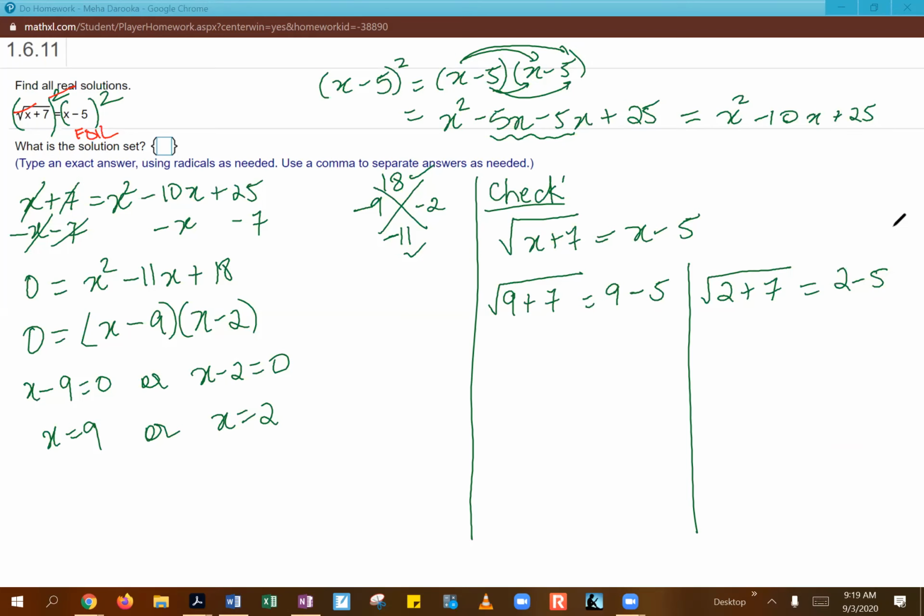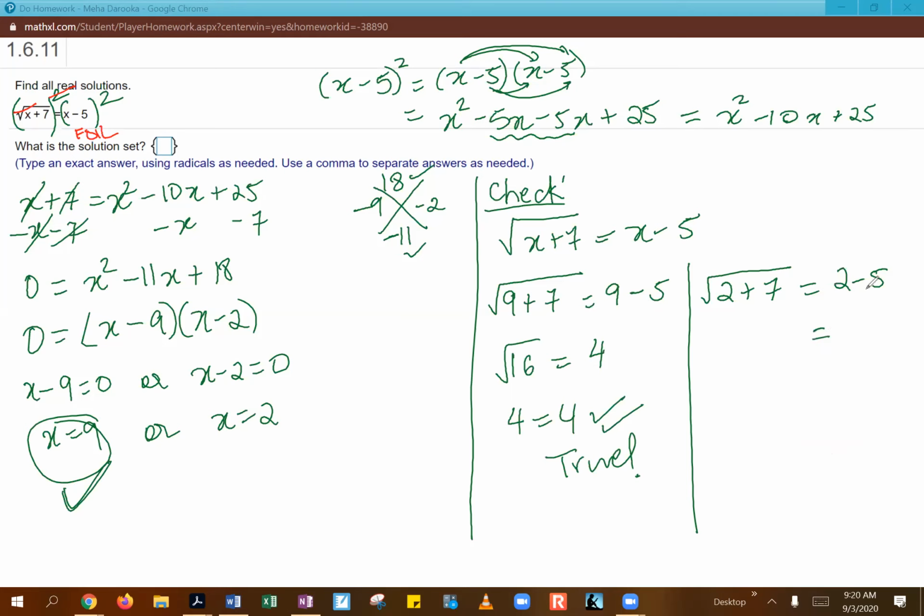9 works. 9 works, okay. Yeah, because when you add 9 and 7, of course, you end up getting 16. So that's going to be square root of 16. And then on the right-hand side, 9 minus 5 will, of course, end up giving us 4. Square root of 16 is 4. So you can see we end up getting 4 equals 4, which is a true statement. So x equals 9 is going to work.